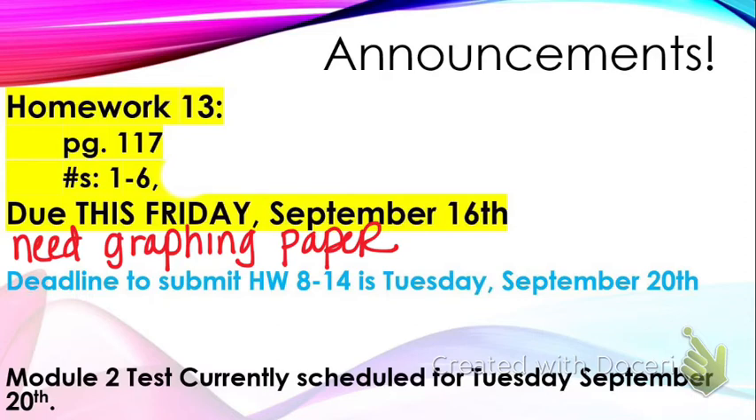All right. So let's look at number 1. Take out some graph paper if you have it. I'm just going to do a couple. I'm not doing them all with you, but you have to do numbers 1 through 6. Now, what you need to do first, though, is rewrite these in slope-intercept form.